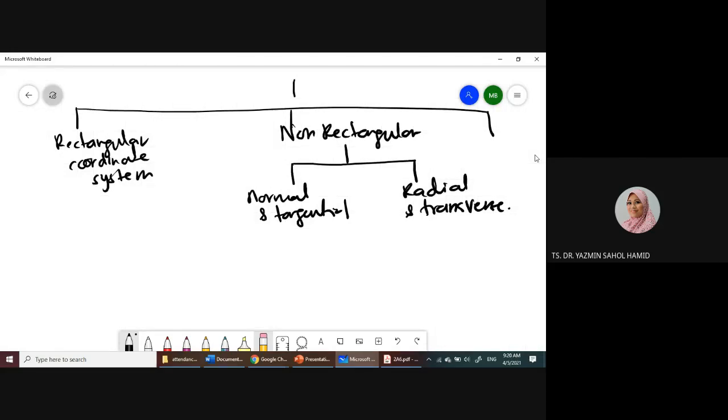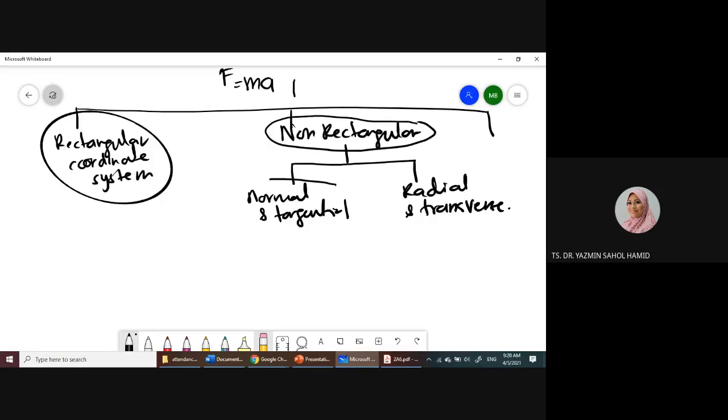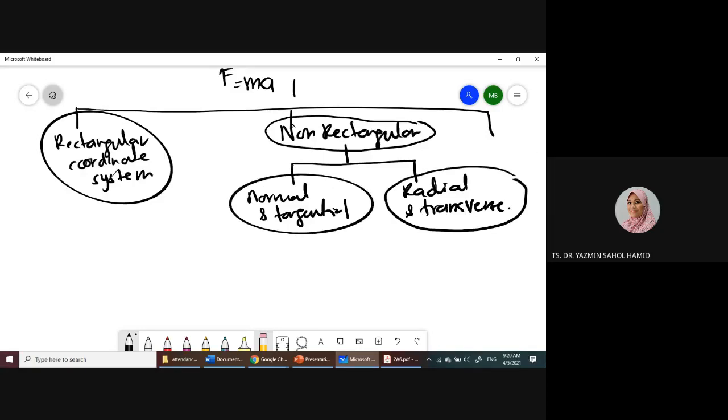Okay. Now for the topic Newton's second law, we are going to repeat the same thing. We are going to use F equals ma for the rectangular coordinate system, and then F equals ma for the non-rectangular systems, for normal and tangential, and for radial and transverse. So we're going to repeat the same thing.